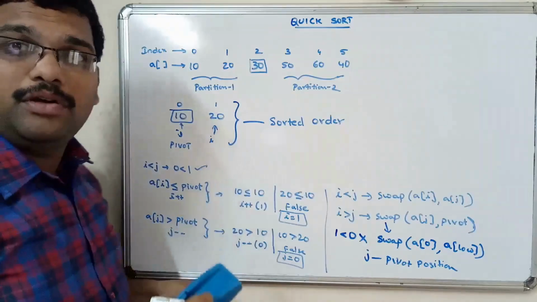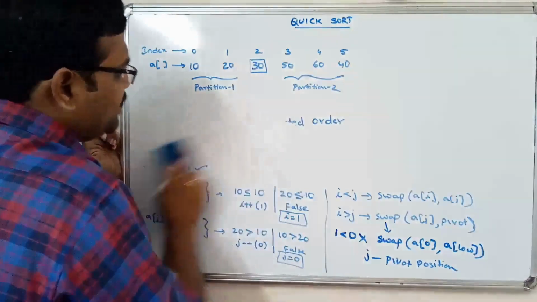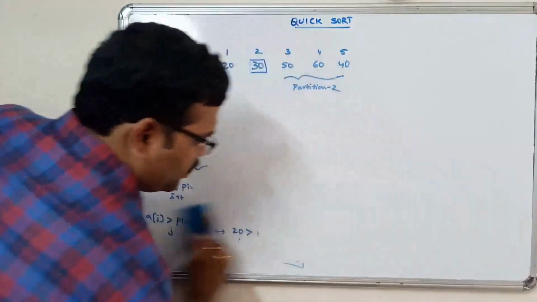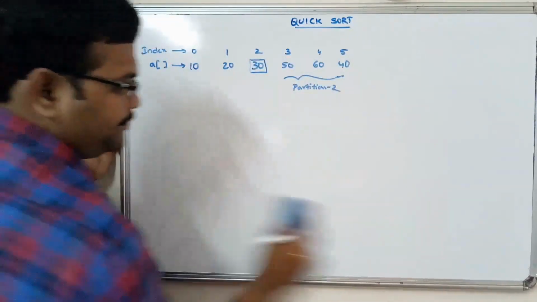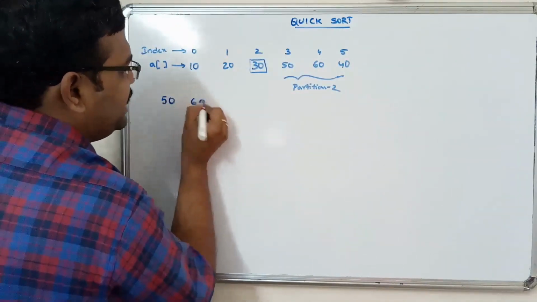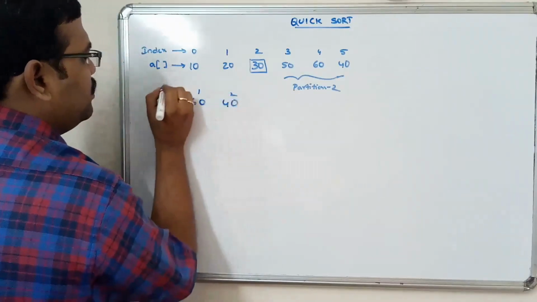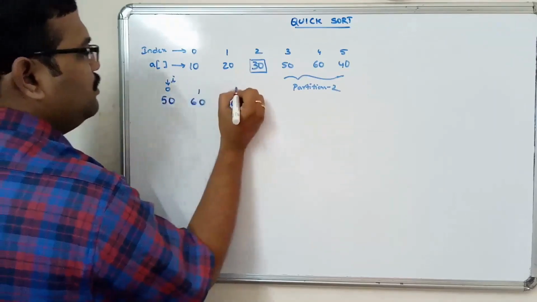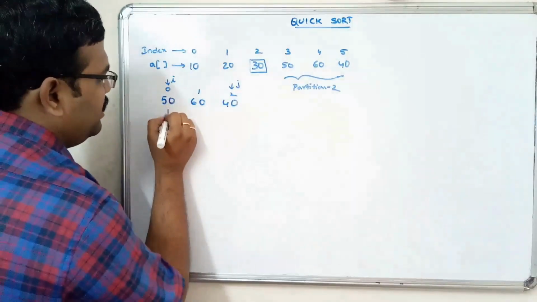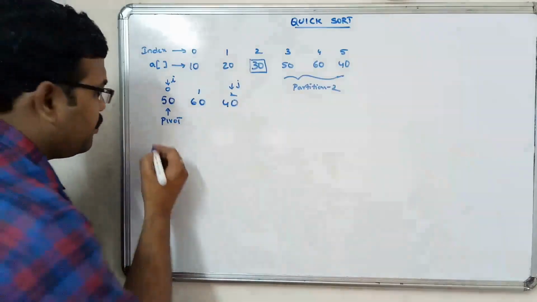Next, hope you understood. Next we will go with the partition 2. So this is already in sorted order. Now we will repeat the same process with the partition 2. So 50, 60 and 40. So 0, 1 and 2. This is the I value, this is the J value, and this is the pivot. Right. So continue the process.